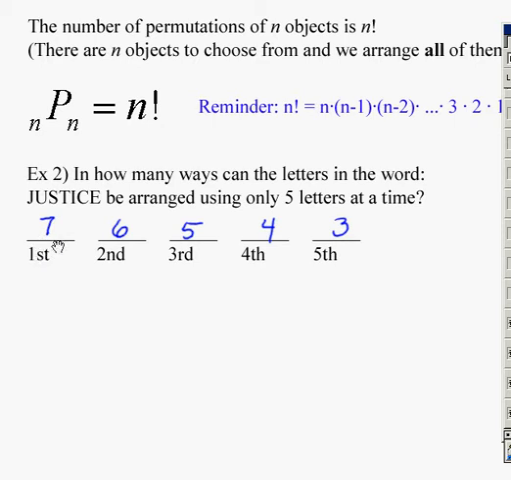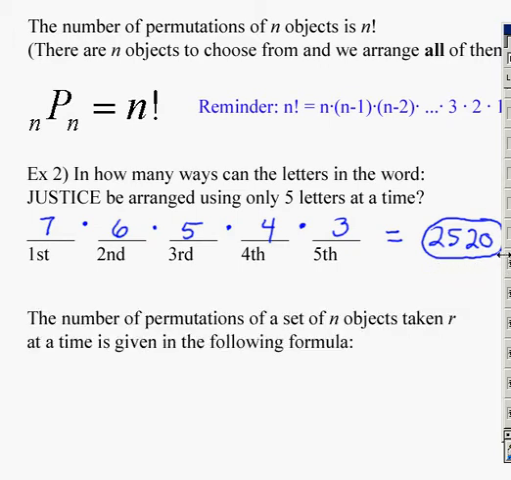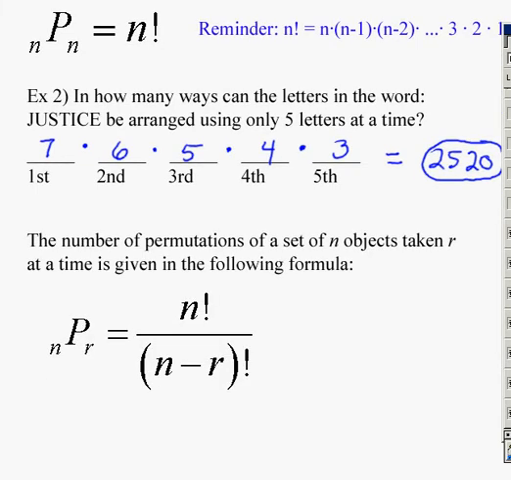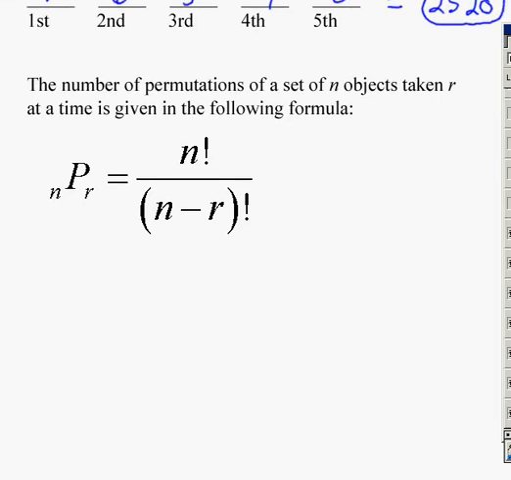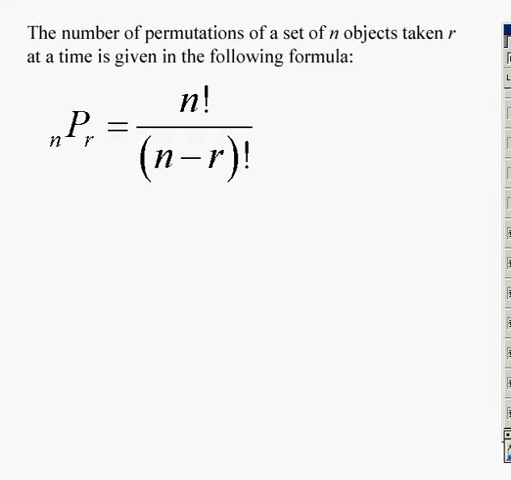So again, since it's a compound event, we're going to multiply 7 times 6 times 5 times 4 times 3, which when we do that on our calculators gives us 2,520. So that brings up a new idea, is sometimes we don't want to use all the letters that are available, or all the objects. So if we have n objects and we're going to use r of those, r being a smaller number than n, here is the formula we use to find the number of permutations.